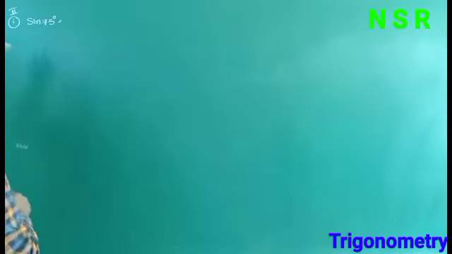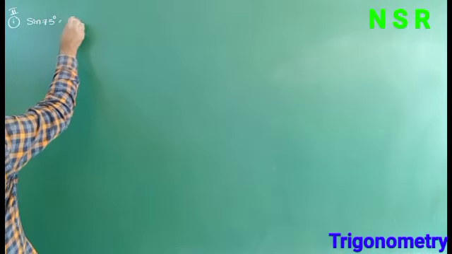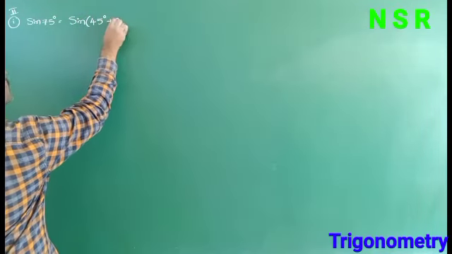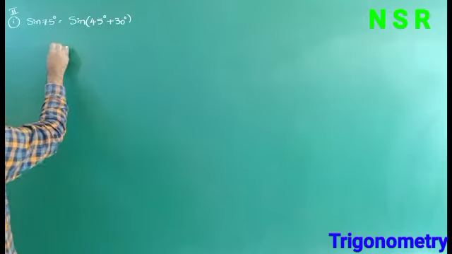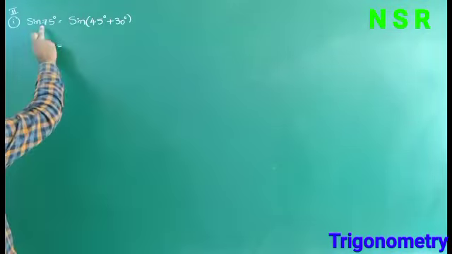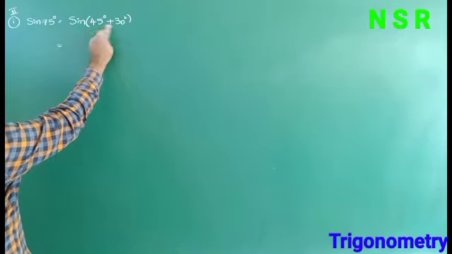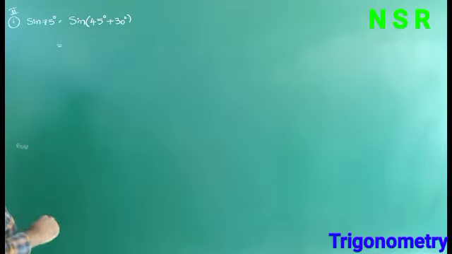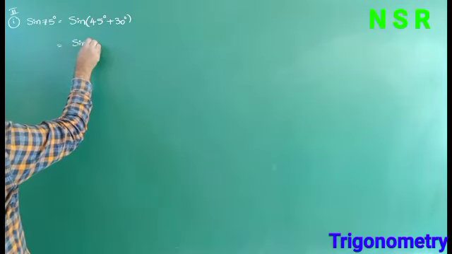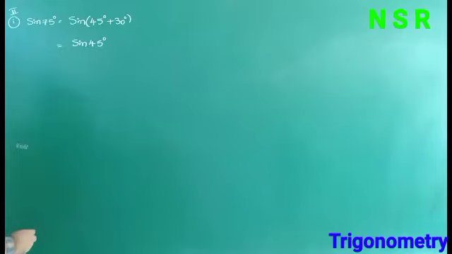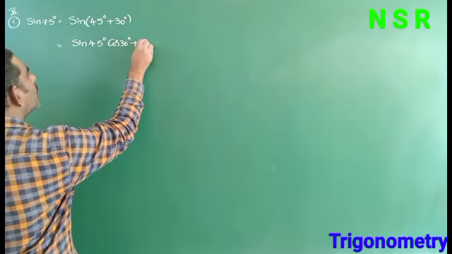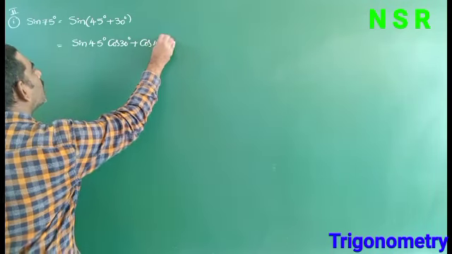Next sin 75. So sin 75 we can write as sin(45 plus 30). So 45 plus 30 is 75. So apply here the sin(a plus b) formula. sin(a plus b) equal to sin a cos b plus cos a sin b.